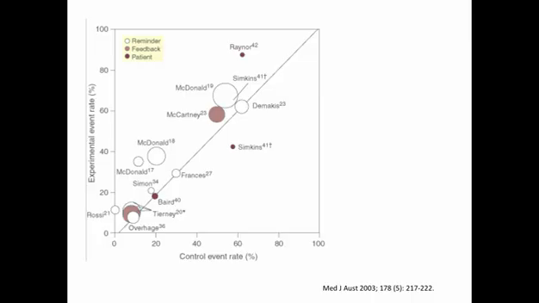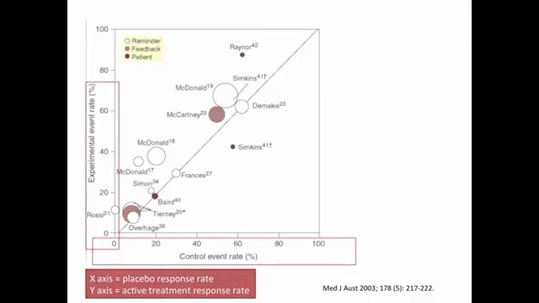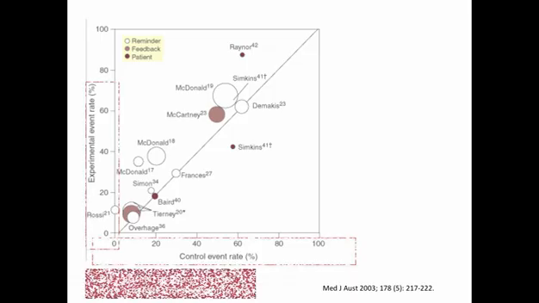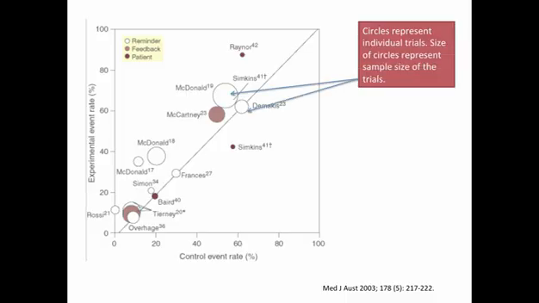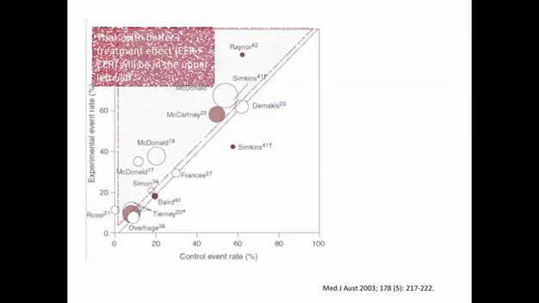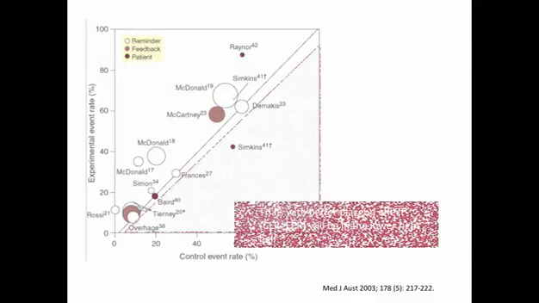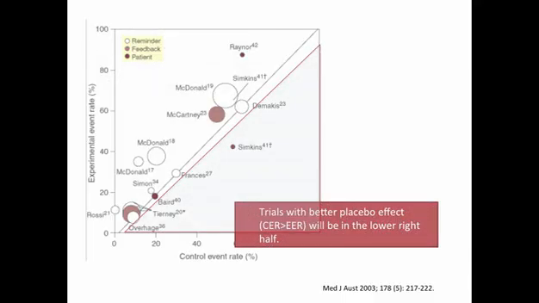In this Labbé plot, the control event rate, CER, is on x-axis. EER, the experimental event rate, is on y-axis. Circles represent individual trials. The size of circles represents sample size of the trials. You can display subgroups of studies with varying colors if you wish. Trials with better treatment effect will be in the upper left half. Trials with better placebo effect will be in the lower right half.